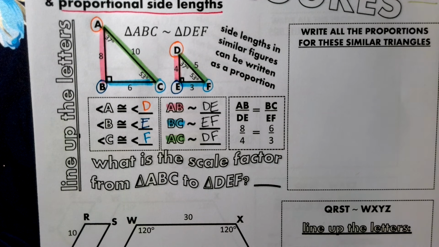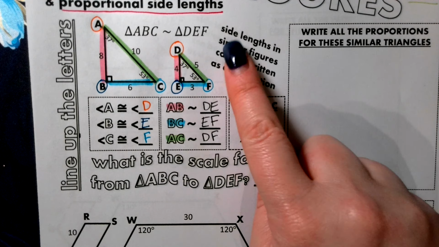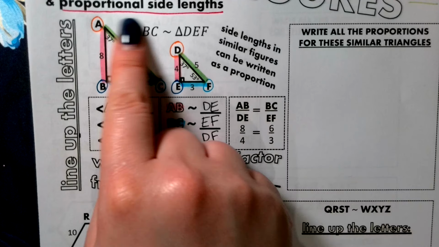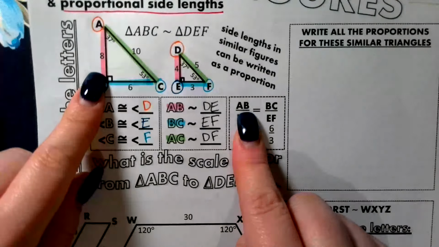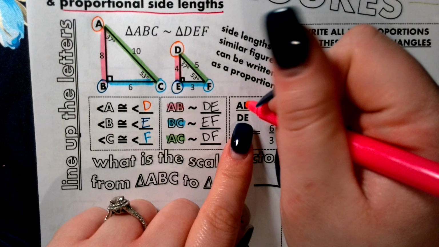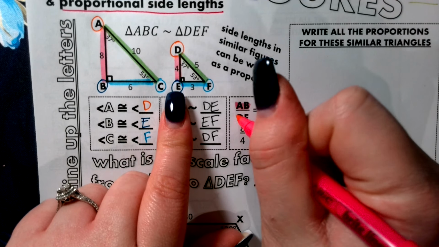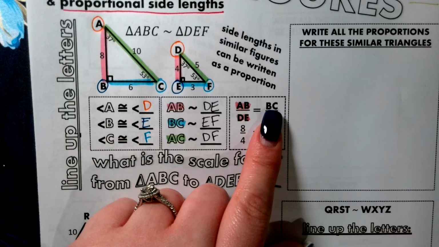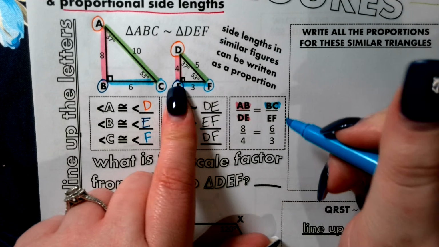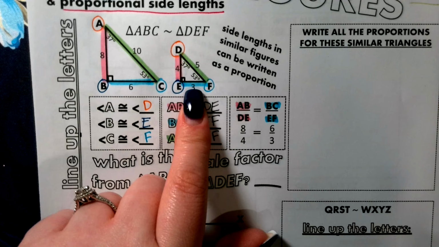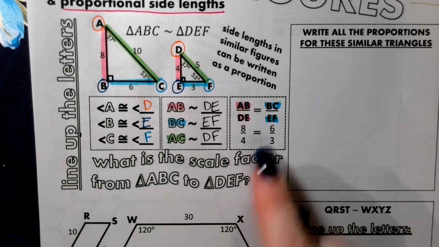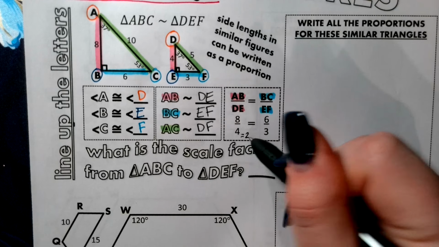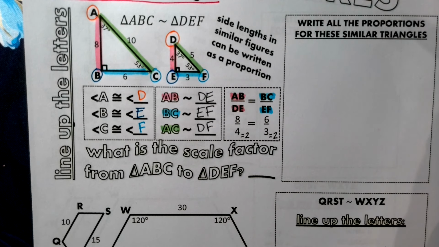Like it said up here, one more time, side lengths in similar figures can be written as a proportion. Because they're similar figures, they have proportional side lengths. So if I take a look here at my side AB, that was my pink side, is similar to DE, this other pink side on my smaller shape. My BC, down on that bottom side, my blue, is proportional to EF, my smaller bottom side. They set up in a proportion because they're equivalent fractions. Because if I simplify both of these, 8 divided by 4 equals 2. 6 divided by 3 equals 2. They both simplify to the same number, so they're proportional with each other.